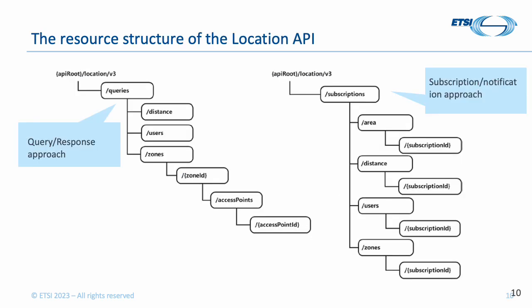In this slide, we have an overview of the resource structure of the location API, which is a summary of functionalities introduced in previous slides. The left resource URL tree contains the query response approach. The right resource URL tree contains the subscription notification approach.